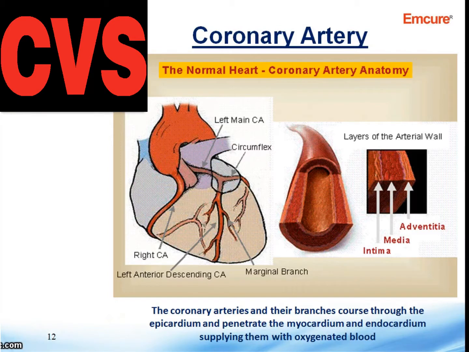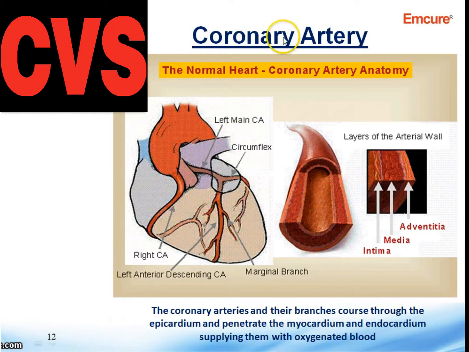Now let's study the normal anatomy of the coronary artery. As with all the vessels we are aware of, they are made up of 3 layers, and so are the coronaries. They have the outermost layer, called the tunica externa or the adventitia. Then we have the tunica media, which is the middle layer, and further to it the innermost layer called the tunica intima. The coronary arteries and their branches course through the epicardium and penetrate the myocardium and the endocardium, supplying them with oxygenated blood.